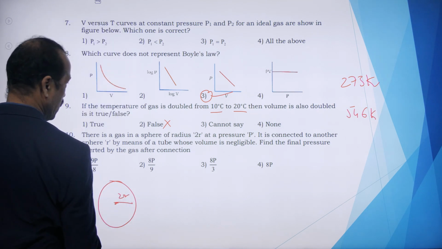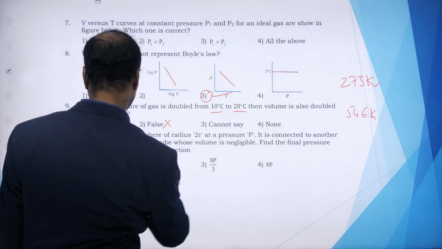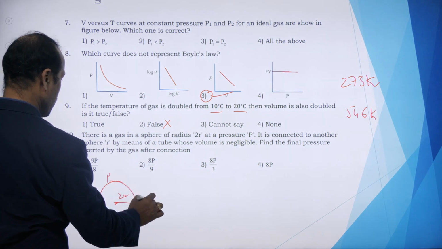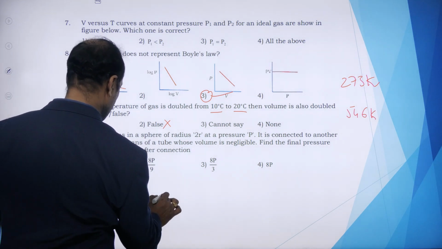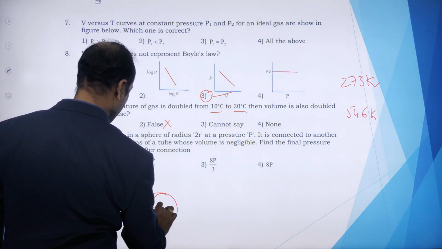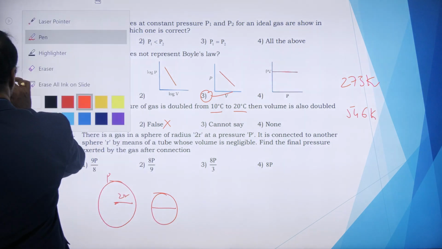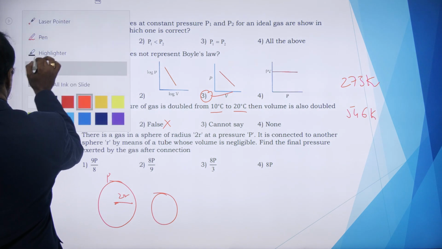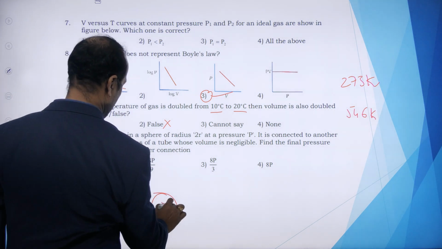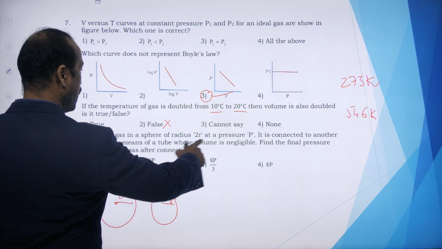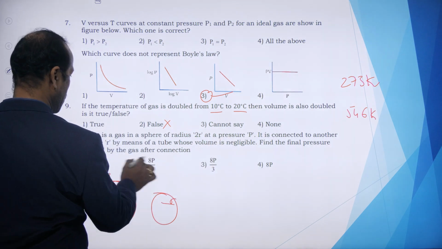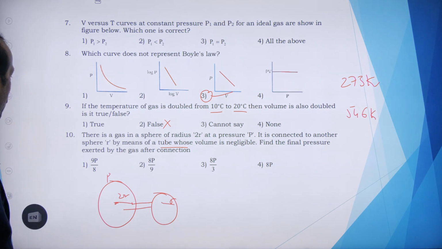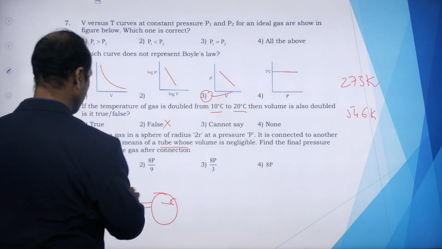So the radius is 2r, and at pressure P, here the pressure P is given. Now it is connected to another sphere of radius r only. So here one small sphere is there, of radius only r. Now these are connected by a tube. Find the final pressure exerted by the gas after connection.